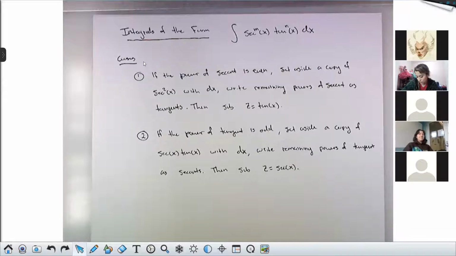Well, if you're not in case 1, then the power of secant can't be even, so the power of secant will be odd. And if you're also not in case 2, then the power of tangent is not odd. That means the power of tangent is even.